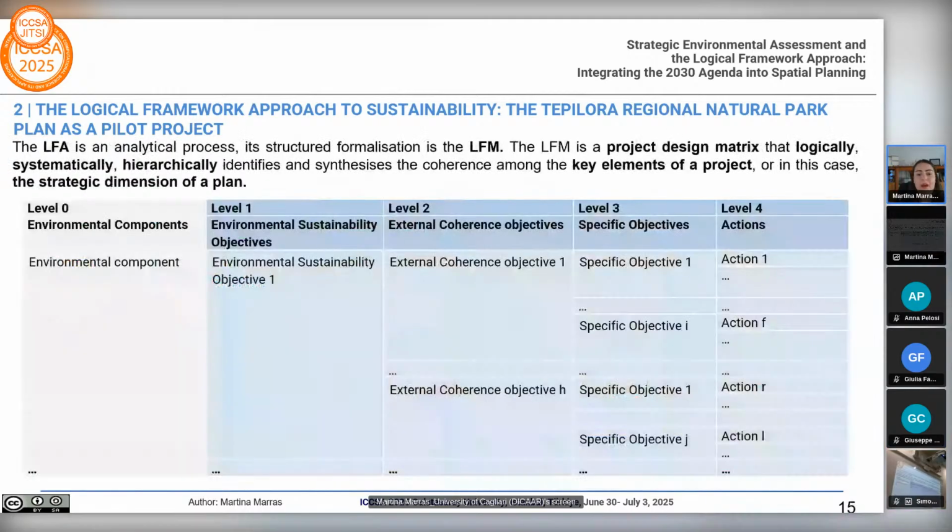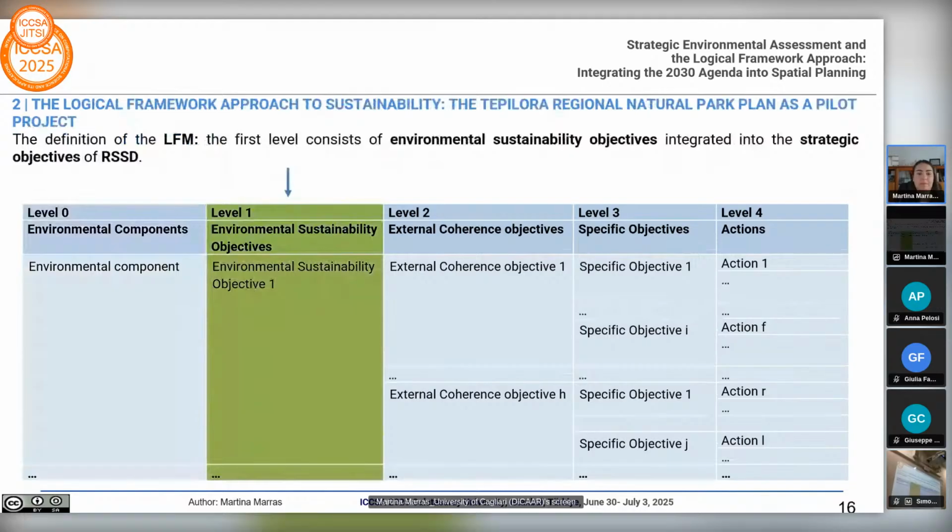So the LFM, as we can see in this slide, is organized according to a coherent hierarchical logic. The four levels consist of the plan actions, which are aimed at achieving the specific objectives. These objectives align with those of the higher-level plans and programs in force within the planning context, and contribute to pursuing the environmental sustainability objectives, reflecting the specific needs of the planning area as identified through the environmental analysis of the environmental components. In particular, the first level of the LFM comprises environmental sustainability objectives.